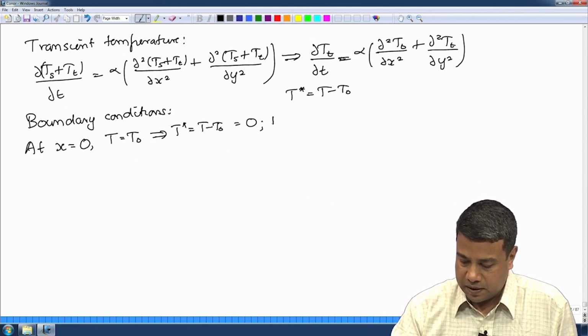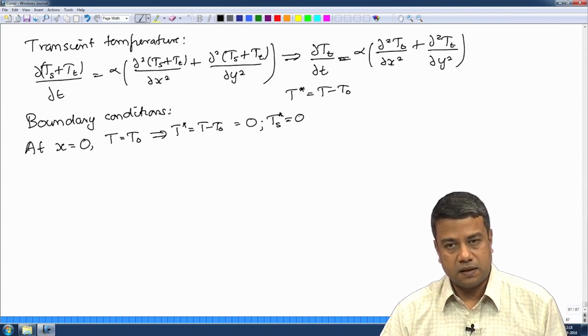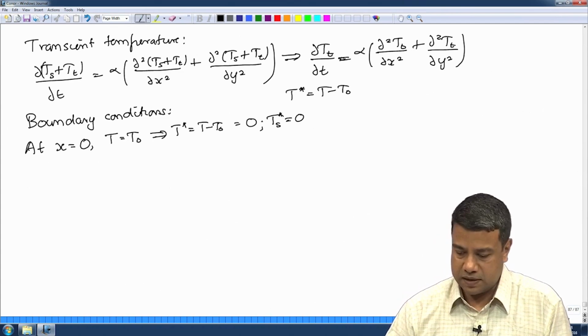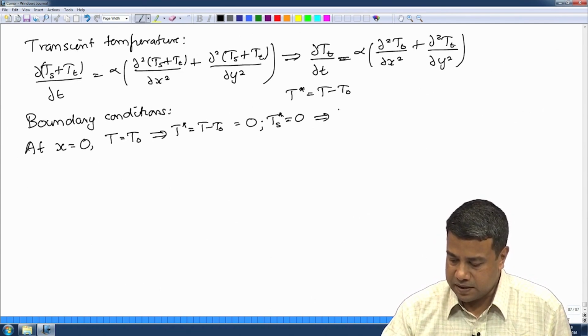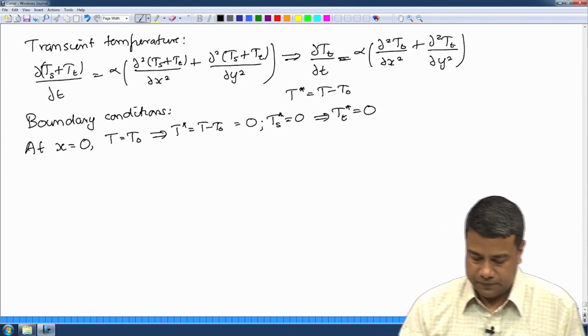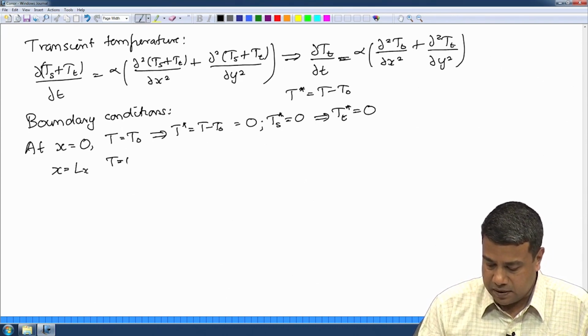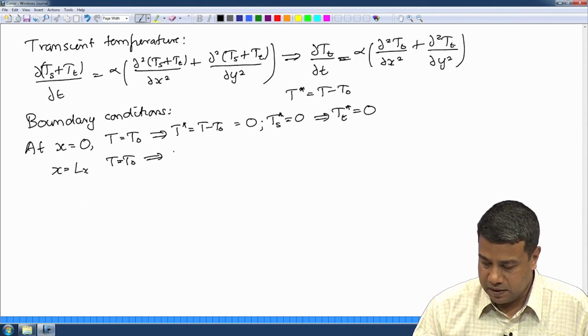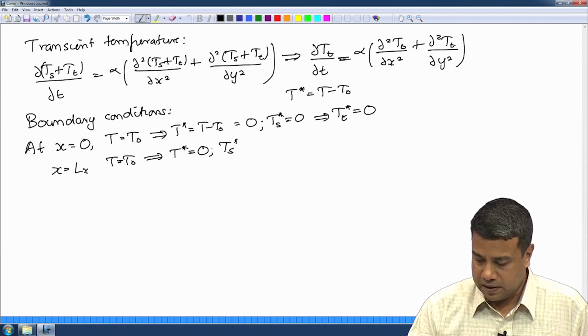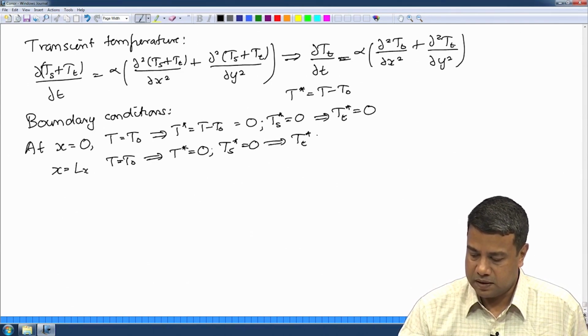We know that the steady part, T steady, is equal to 0, that it solved the homogeneous boundary condition at x is equal to 0, which implies that the transient part is also equal to 0, because the sum of these has to be equal to the total temperature. Similarly, at x is equal to Lx, T is equal to T naught, which means that T star has to be equal to 0. The steady part is equal to 0, which implies that the transient part is equal to 0.